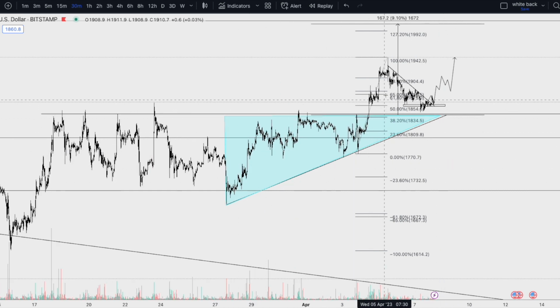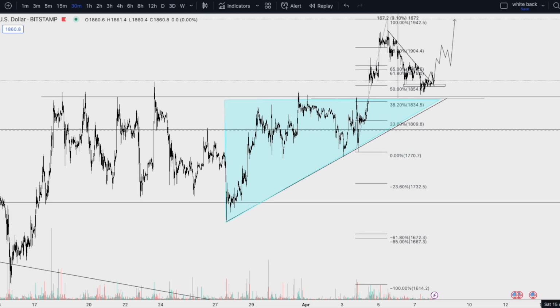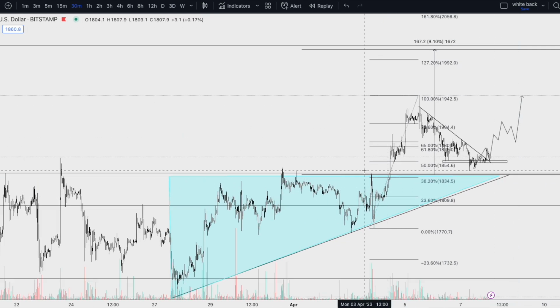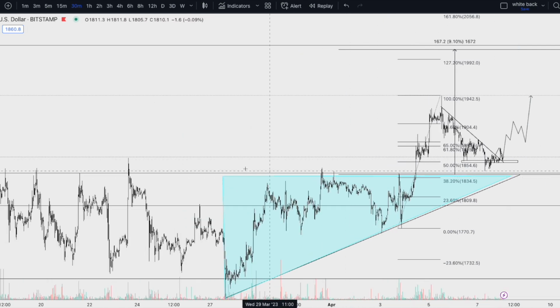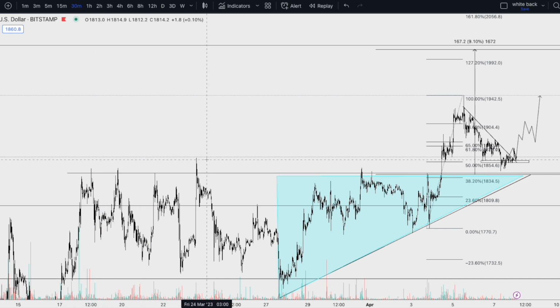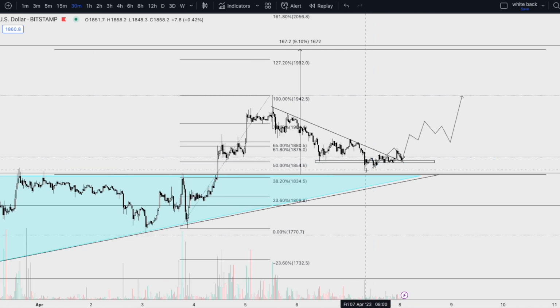And what did we do? We broke out. We broke out, and what is the chart really doing at this point? We're back testing the breakout. And you have these price imbalances right here, which act as support.